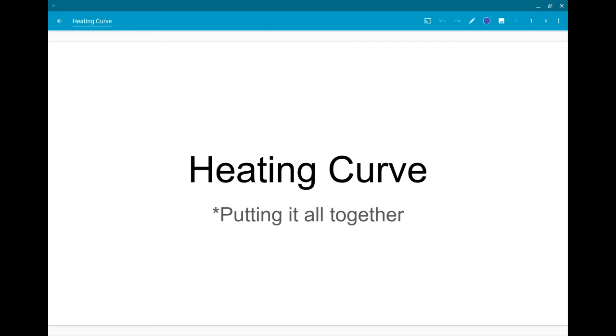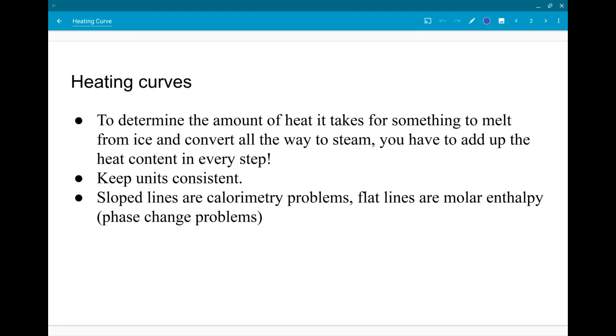So the heating curve will put our pieces together of calorimetry and delta H all in one place. A heating curve determines the amount of heat it takes to go from, let's say, a solid to a liquid to a gas. It's not a single step that we can do. It's actually multiple steps that have to be added together. It has to do with the heat differences of going through the different phase changes and then our different heat capacities depending on the different states of matter.